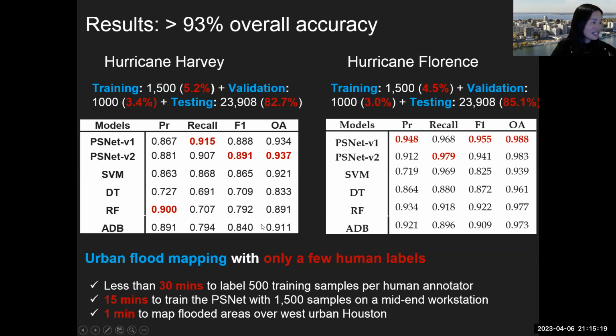The result indicates that urban flood mapping is possible with only a few human labels that can be completed within 50 minutes, with 30 minutes to label the training samples, 50 minutes to train the model, and 1 minute to produce the flooding maps.